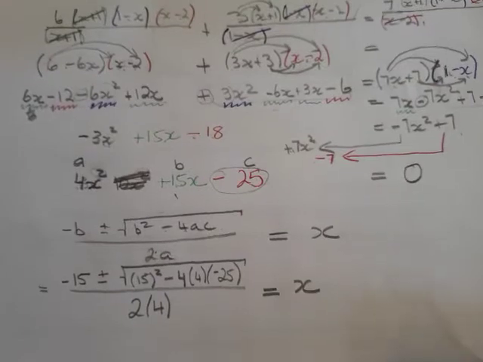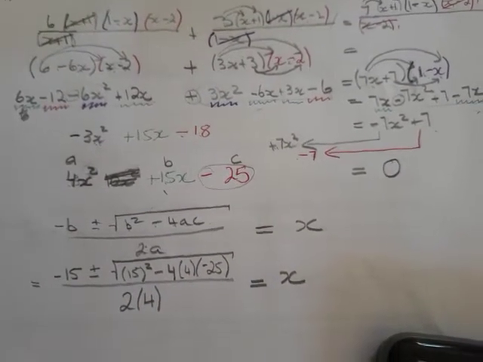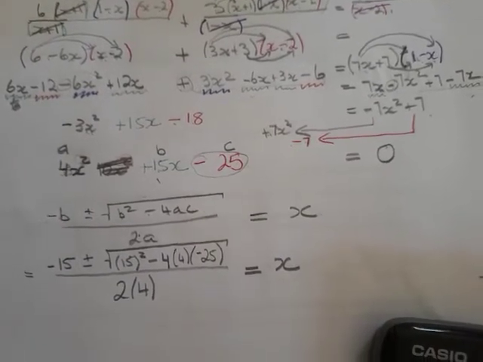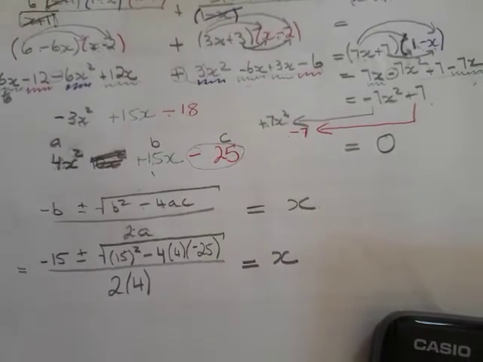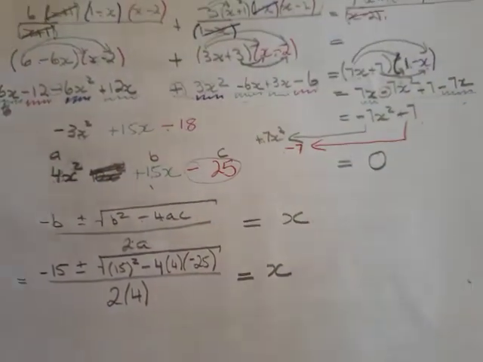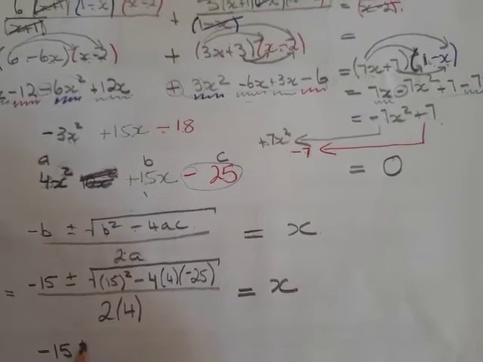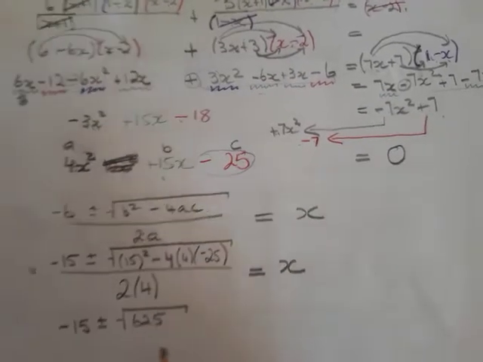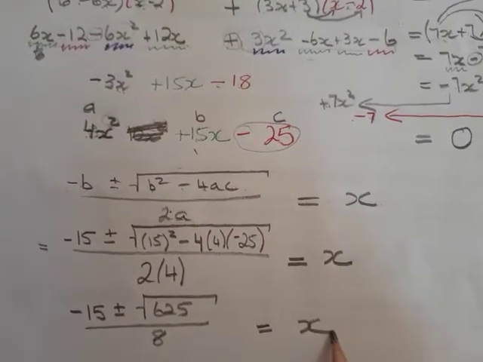So now 15 squared, I put it into my calculator now, minus 4, bracket open, 4, bracket closed, bracket open, negative 25, bracket closed, equals, that is 625. So this now simplifies to negative 15 plus minus the square root of 625 over 8, and that equals x.